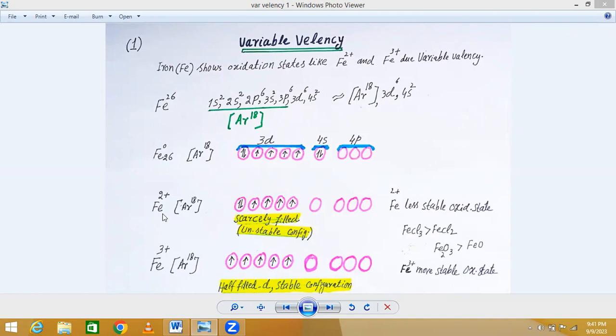And due to this stability, the compounds of the ferric ion are more stable than the compounds of the ferrous ion. For example, ferric chloride is more stable than ferrous chloride. Ferric oxide is more stable than ferrous oxide. And also ferrous sulfate is less stable than ferric sulfate.